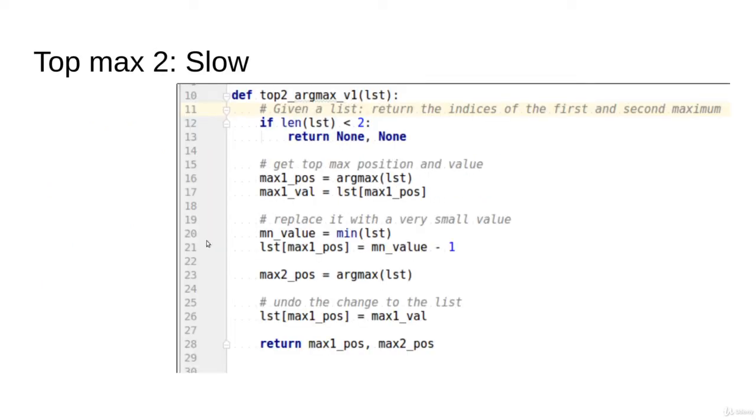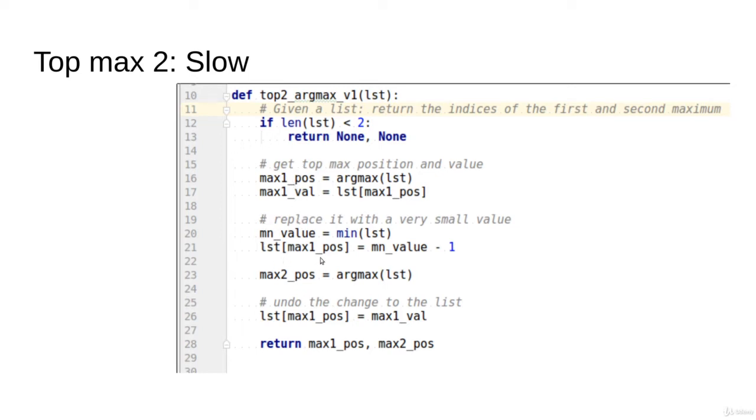Let's see some code for that. In the first step here, I will call the argmax function, which will return the position of the maximum value. I'm going to take this position in a temporary variable here. And then I'm going to find the minimum value in the list, go to the maximum position, and assign the minimum value minus 1. Now the interesting thing is that this max position now isn't the max at all because it has a very, very small value. Now find the argmax again. This is max position 2. Now max position 1 and max position 2 refer to our two positions.